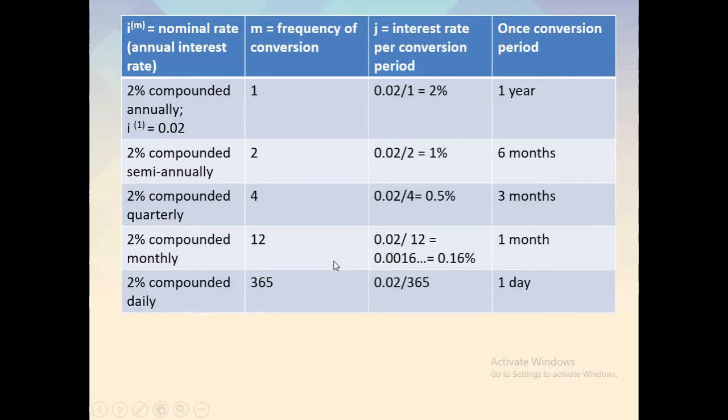On the fifth row, 2% compounded monthly. So the frequency of conversion is 12. So 0.02 over 12 is 0.0016 or 0.16%. The conversion period is 1 month. On the last row, 2% compounded daily. So the frequency of conversion is 365. So 0.02 over 365. The conversion period is 1 day.